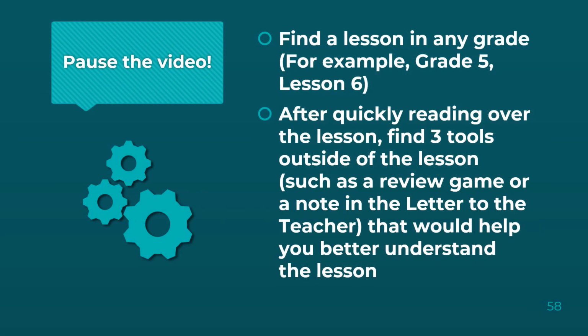To show how many useful tools exist outside what is contained in one lesson, in a second, pause the video and choose one lesson from a grade of curriculum. Quickly look over its themes, values, or topics. Then, find 3 tools outside the lesson in the same spiral that might help you get a better understanding of that lesson, whether it be in the letter to the teacher, the curriculum overview, or a review game that might be good to play during that lesson. Learning how to properly utilize all the tools in the spiral is a great way to get extra help for your lesson.